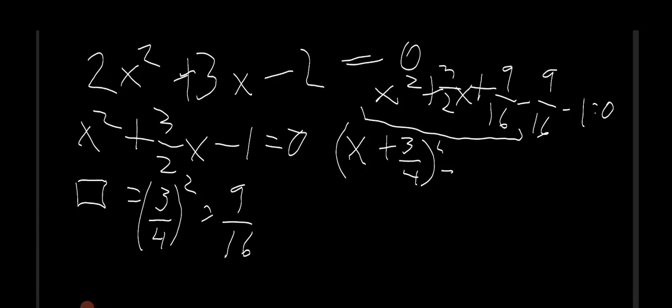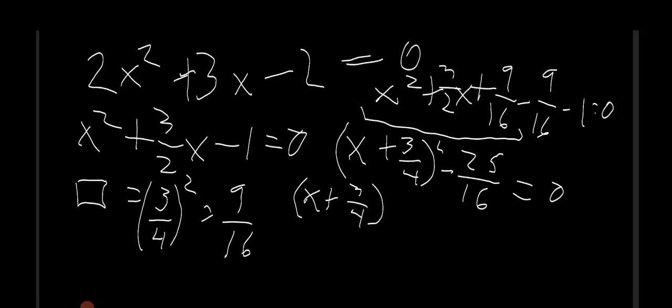Now I still have my 9/16 minus 1. Well, 1 is 16/16. So since they're both negative, I add them, and I get 9 plus 16 is 25/16 equals 0. And I continue solving, so I get x plus 3/4 squared equals 25/16.